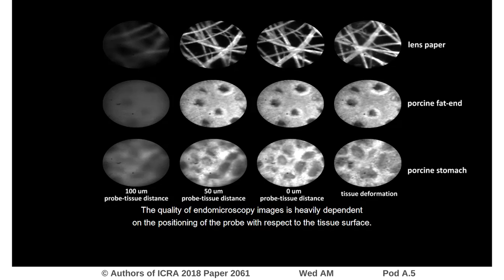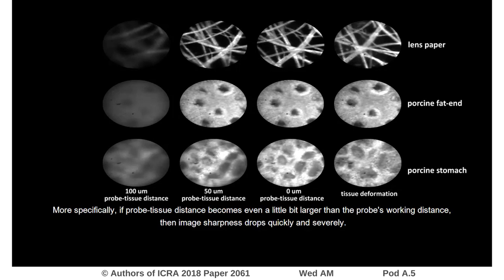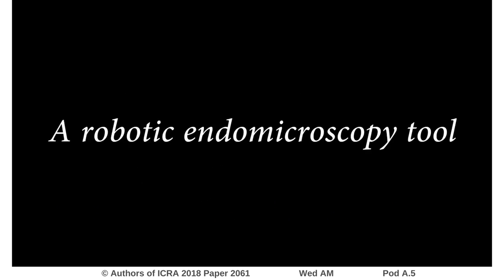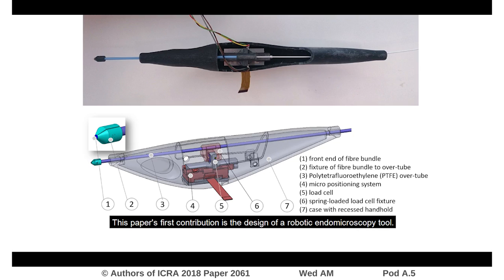The quality of endomicroscopy images is heavily dependent on the positioning of the probe with respect to the tissue surface. More specifically, if probe-tissue distance becomes even a little bit larger than the probe's working distance, then image sharpness drops quickly, and severely. This paper's first contribution is the design of a robotic endomicroscopy tool.